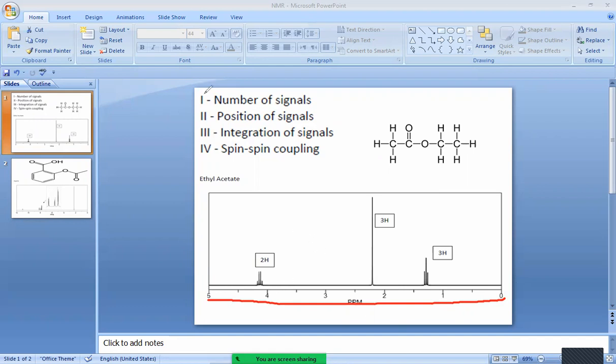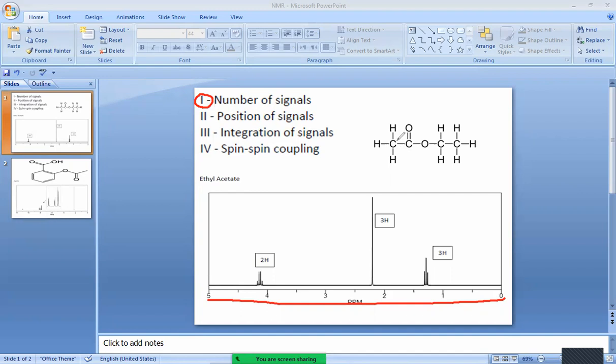So the first thing that we start with is the number of signals. How can we know how many signals we have on the NMR? So here we see that we have 3 signals. This whole collective thing we call one signal. This is the second signal, and this is the third signal. How can we tell that we have 3 signals? By looking at the hydrogens and the surroundings of the hydrogens so that we can tell how many we have.